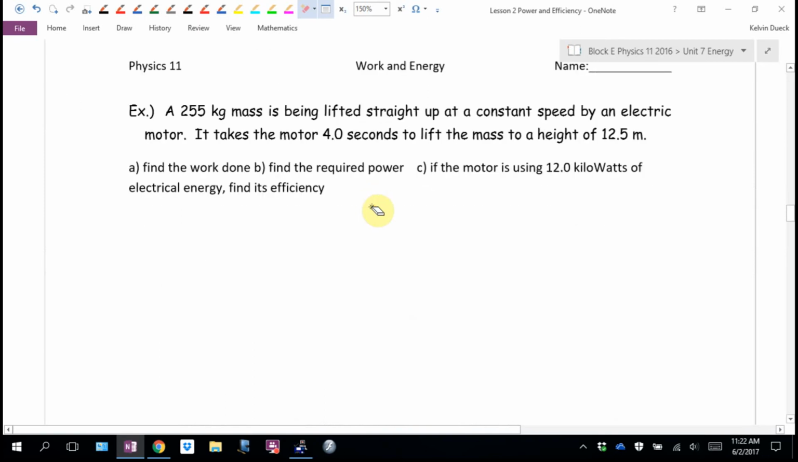Let's do another question. A mass is being lifted. You know what? Mentally, I would underline the word lifted. And probably constant speed might be important. It takes the motor 4 seconds to lift the mass to a height of 12.5 meters. 12.5 meters, about 4 stories, a little less than 4 stories. Okay. Natasha, what does A want me to find?